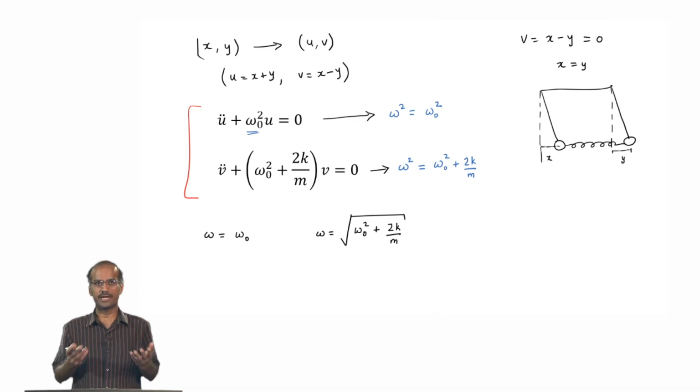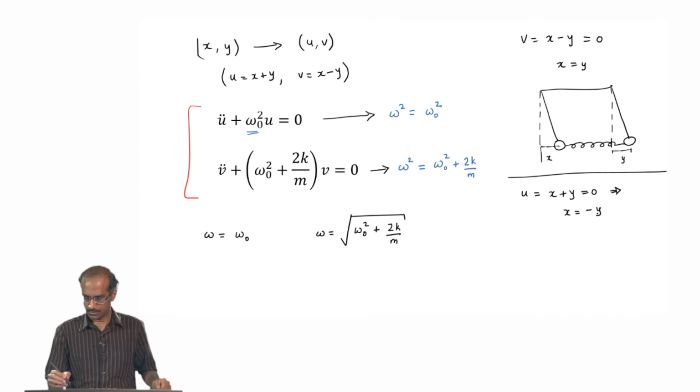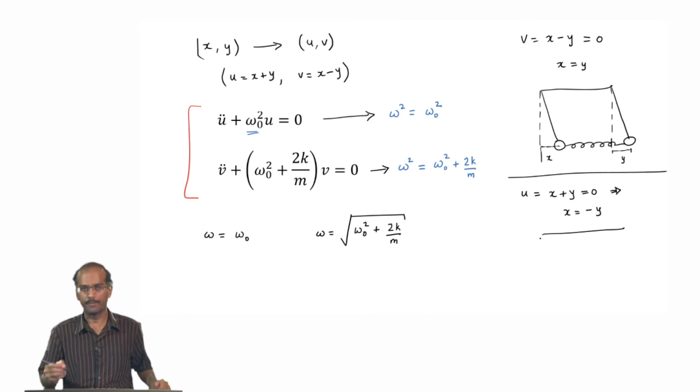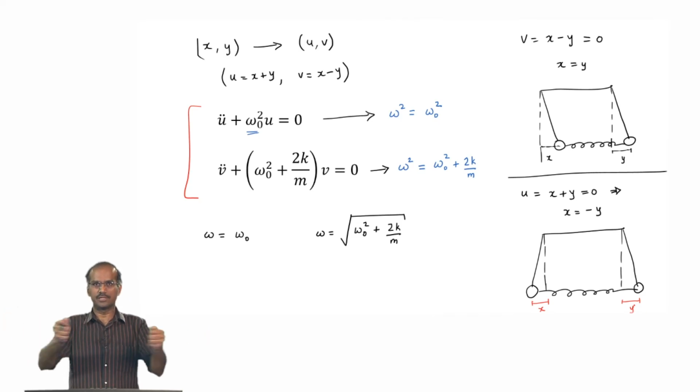Now, the second equation, which is the equation for V, in which case u could be 0, which would mean that x plus y is equal to 0, which implies that x is equal to minus y. So, that would correspond to the pendulum having the following pattern of oscillation. So, you could see that the pendula basically move like this, it is what is called anti-phase.